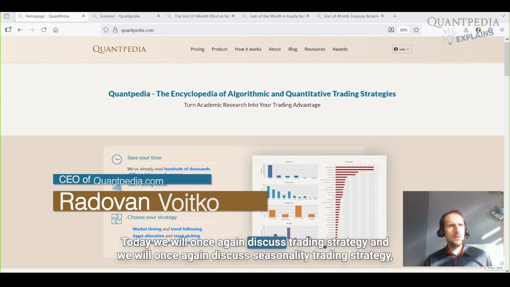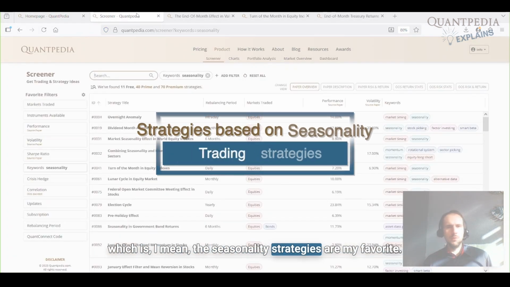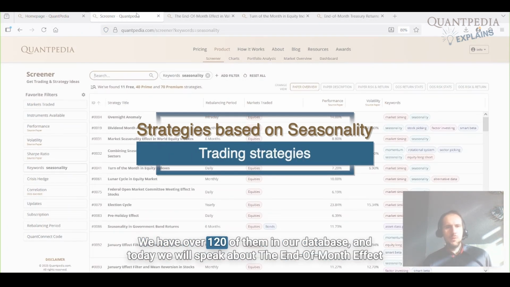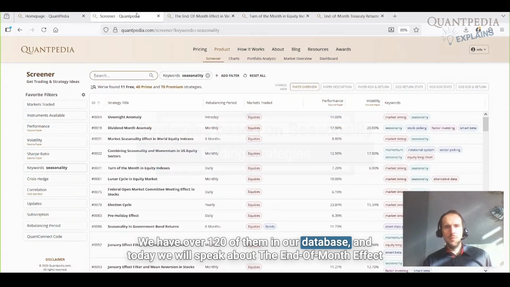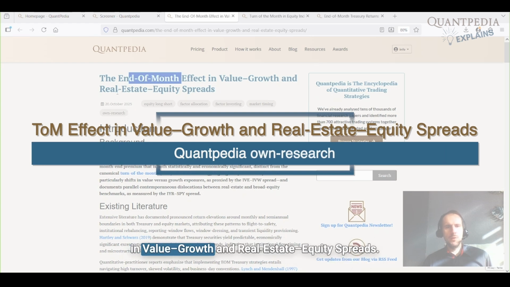Now, today we will once again discuss trading strategy, and we will once again discuss seasonality trading strategy. The seasonality strategies are my favorite. We have over 120 of them in our database, and today we will speak about the end of month effect in value growth and real estate equity spreads.